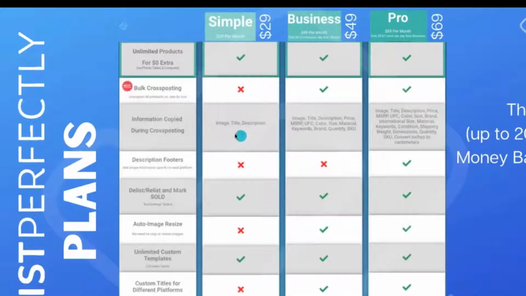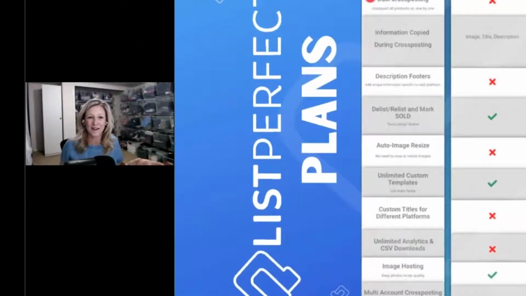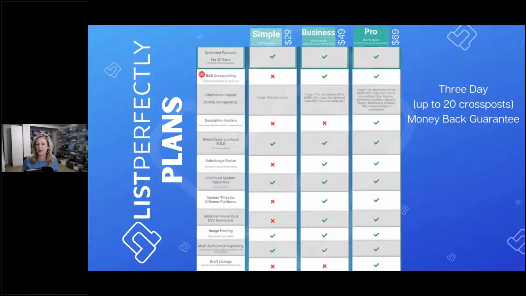The main thing I'm going to touch on today and show is what information is copied during cross-posting for each of the plans. Like I've told Dana, I could probably sit here and talk to you for 3 hours about List Perfectly and what each plan does, but today I'm going to give you the down and dirty and take questions at the end in case I miss anything. With each of these programs, you can see that List Perfectly does offer a 3-day or up to 20 cross-post money-back guarantee.